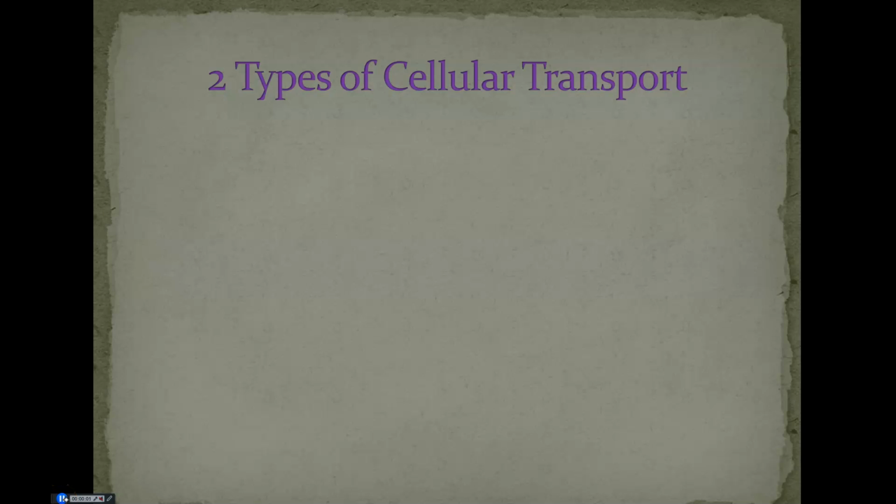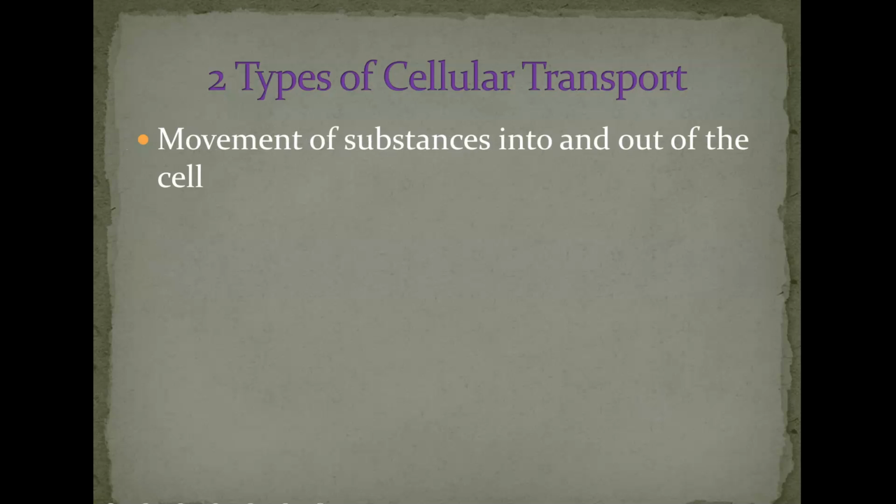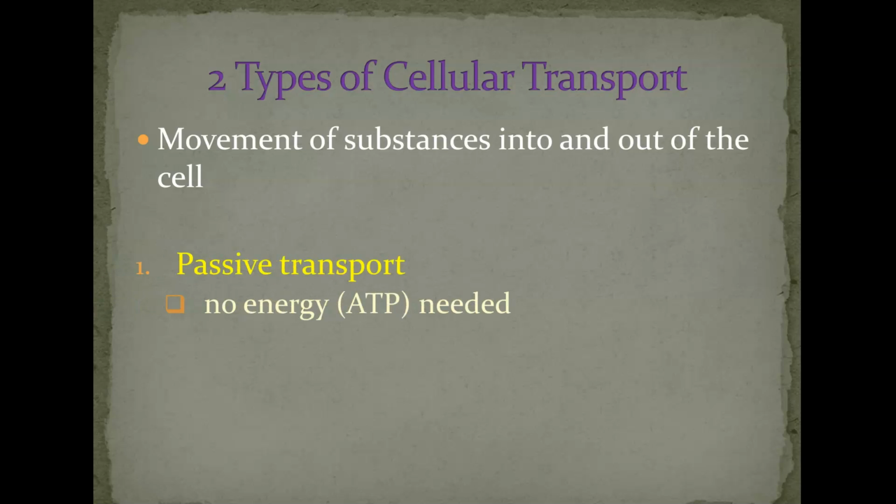Hi everyone, so today we're going to start talking about different types of cell transport. So there are two types of cell transport, and just to give us a little bit of background knowledge, transport itself is going to be the movement of substances in and out of our cell. So again, that's going to involve our cell membrane. So there's two types. The first is passive.